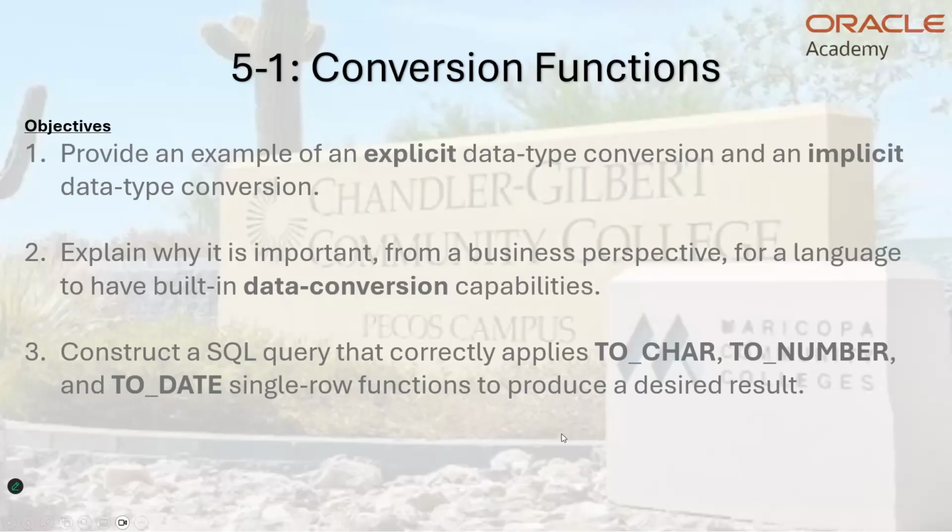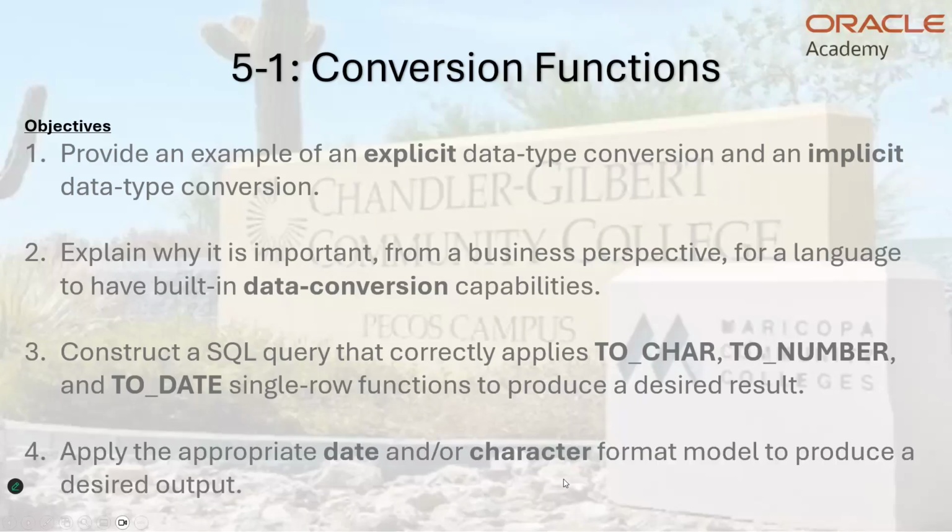So we're going to actually use some explicit conversions like TO_CHAR and TO_NUMBER and TO_DATE. You can probably guess what process is performed by those conversions as far as single row functions. And then apply the appropriate date and or character format model to produce a desired output. So we all have an expected output as far as date or even strings. I mean, if we're writing a sentence, etc. We want punctuation, or if we're adding a grocery list or something like that.